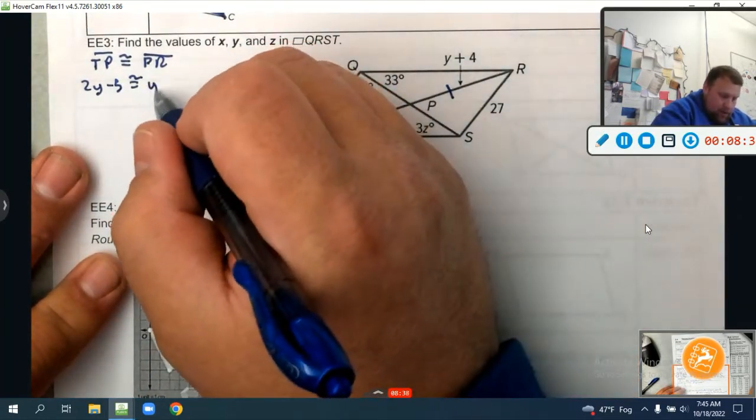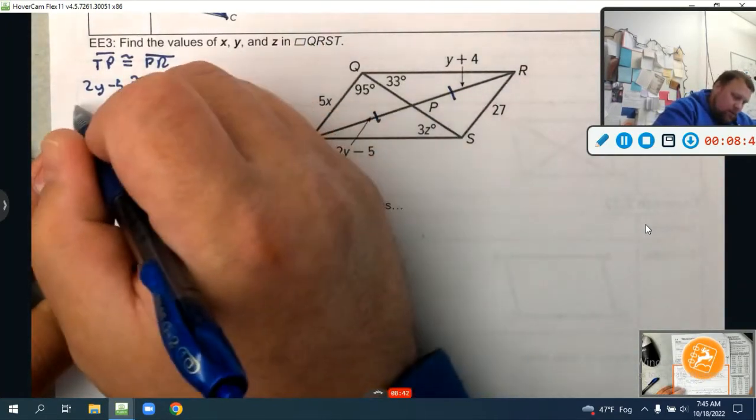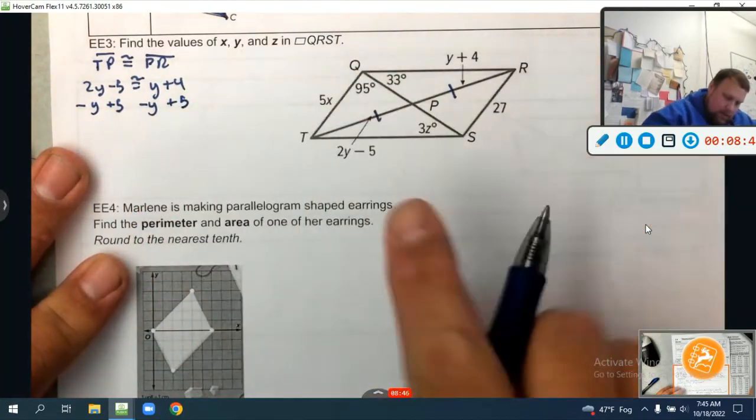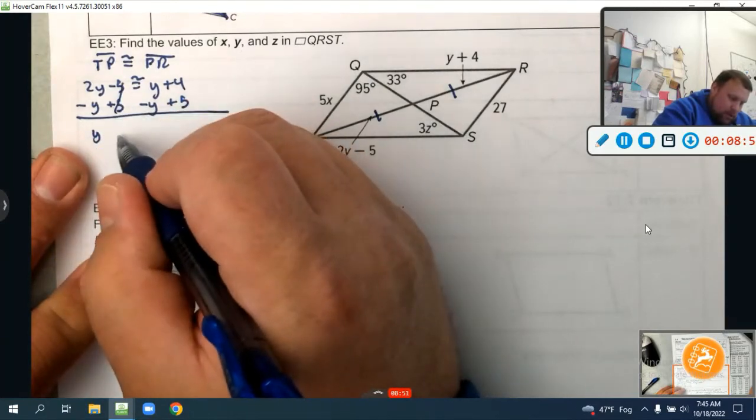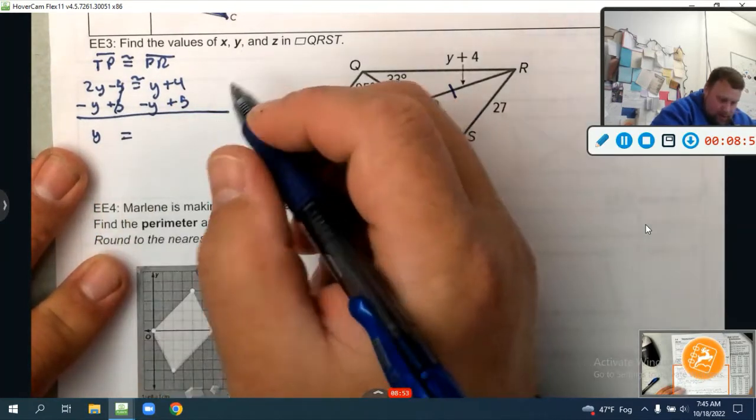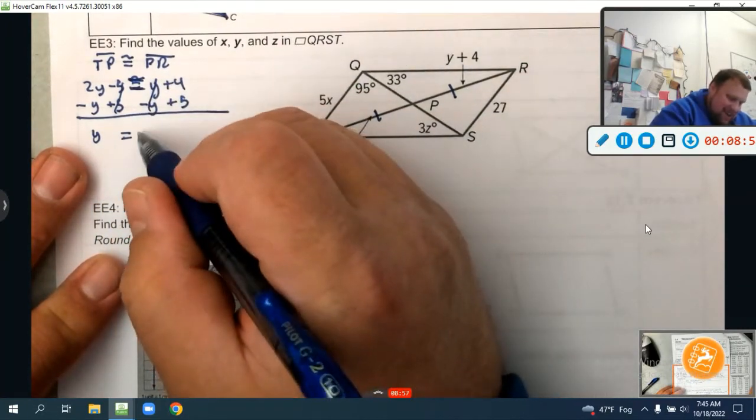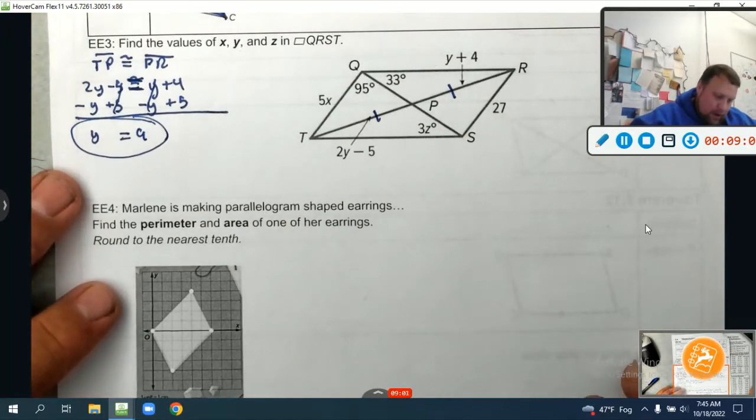Again, pause this, solve it if you need to. Ready, set, go. I'm going to subtract y from both sides and add 5 at the same time. So I get y equals 9. I should have written equals here, this is an equals thing. So now I know what y is. y is 9. Okay, now where's x?